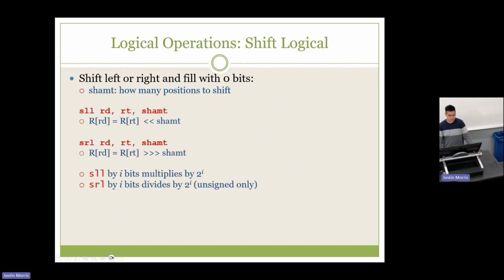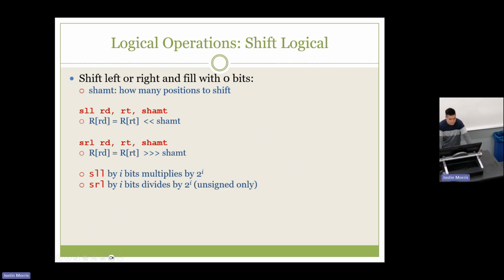All right. So shift logical. This is going to shift left or right and fill anything that is coming in with 0s. It is an R type, and we have RD is the destination, RT is the register to be shifted, and we don't use RS. We're using shamt, which is our shift amount. And we have shift right logical as well.